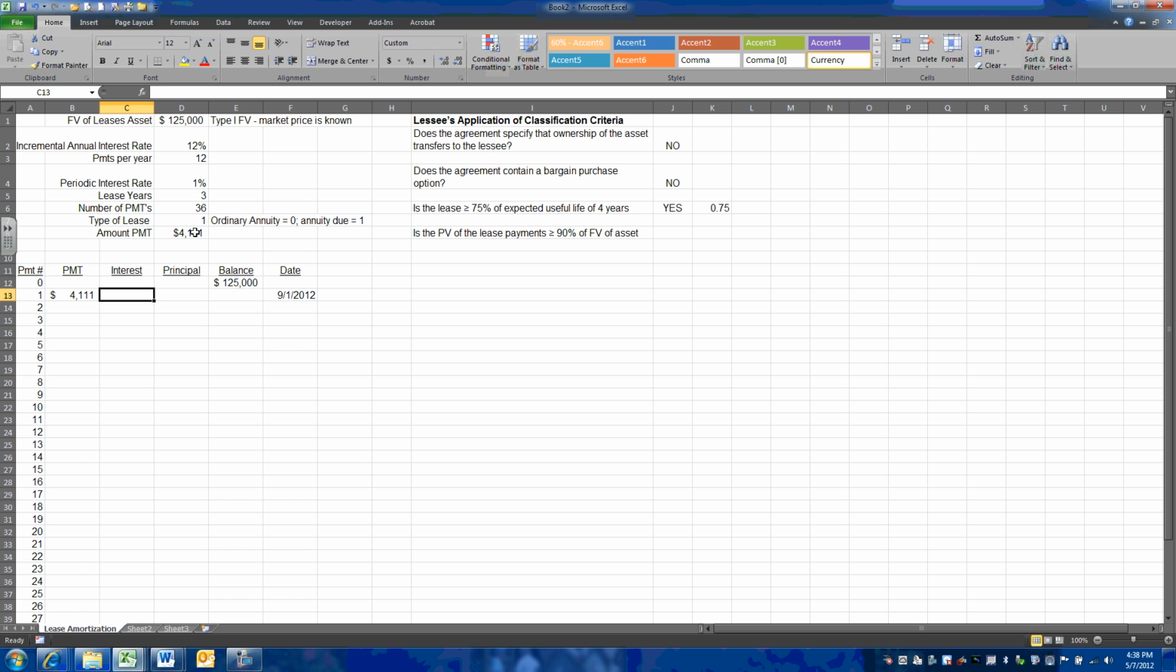And now we can enter. In the first payment, we're making it on day one, there is no interest. Interest is zero, which means all of the payment is going to principal. After the first payment, the balance will go from $125,000 down by the amount of the payment.